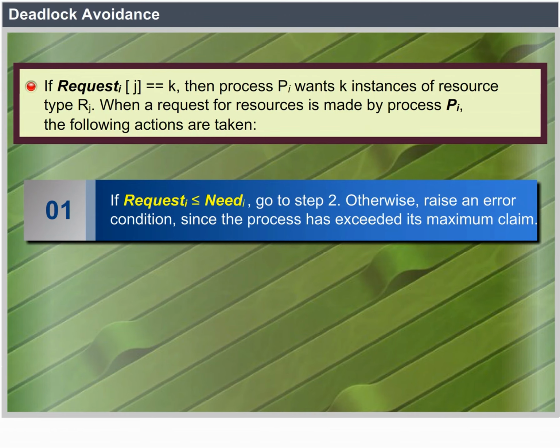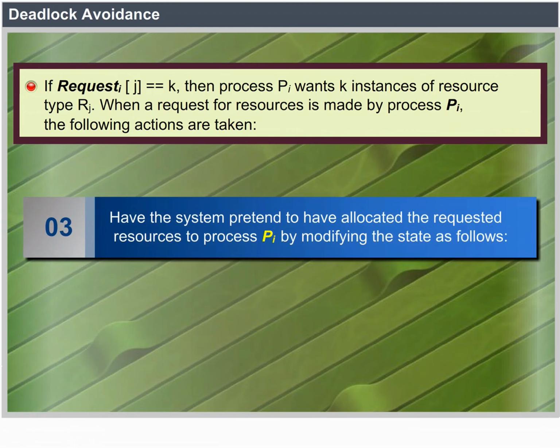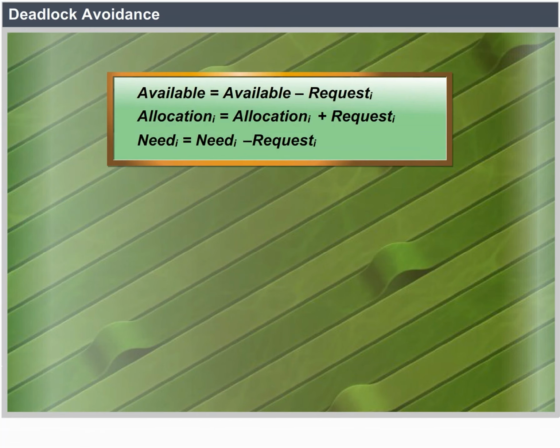2. If Request_i is less than or equal to Available, go to step 3. Otherwise, Pi must wait since the resources are not available. 3. Have the system pretend to have allocated the requested resources to process Pi by modifying the state as follows. Available equals Available minus Request_i. Allocation_i equals Allocation_i plus Request_i. Need_i equals Need_i minus Request_i.